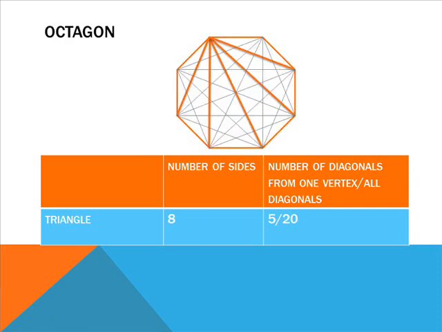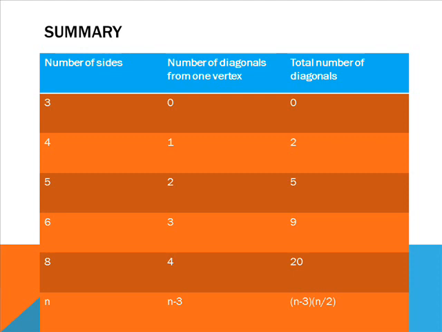The reason being it's hard to see the diagonals here and it's hard to count them, but if you concentrate again on the top vertex, from the top vertex in dark orange you have 5 diagonals, and if you count the ones in blue and add them to the ones in orange, you're going to have a total of 20 diagonals. So let's summarize. We have a table here.